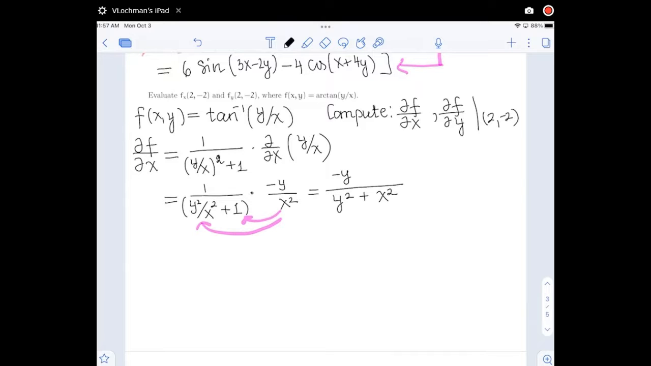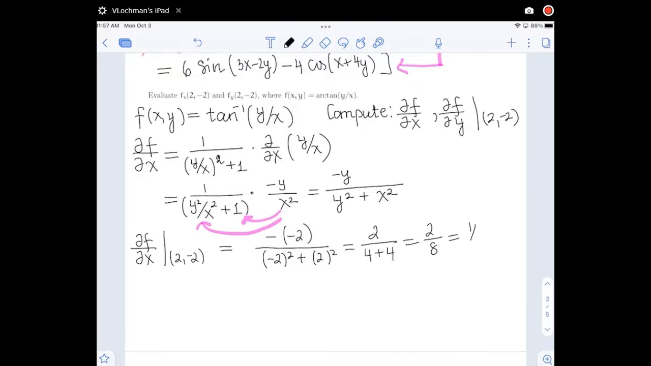Now if I were to evaluate this at the point 2, negative 2, what do I get? This is negative 2 over negative 2 squared plus positive 2 squared. So we get positive 2 on top. What do we get here? 4 plus 4, so 2 over 8. That's 1/4.